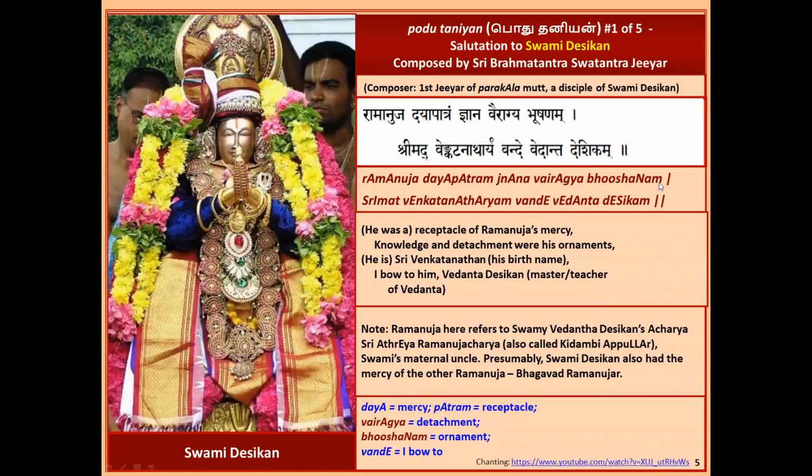Bhushanam means ornament. Again, sometimes we use the word bhushanam, at least in Brahmin Tamil, for example. So he wore as ornaments a couple of things: jnanam, knowledge, and then vairagyam. Vairagyam means detachment. Jnanam is certainly important for an acharyan, and certainly vairagyam is important for an acharyan as well. And in fact, it's important for any of us, right?